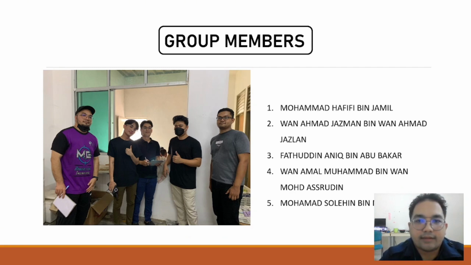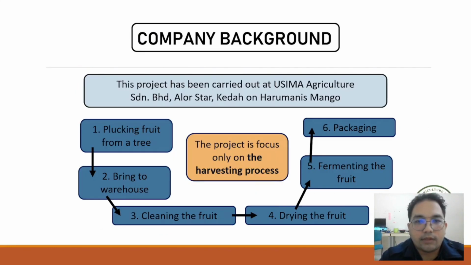I would like to present the Industrial Ergonomics Sulam Project, Semester 2, 2022 and 2023. My group members, from the left: my name is Muhammad Hafifi bin Jamal, followed by Wan Ahmad Jazman bin Ahmad Jazlat, then Fatuddin Anik bin Abu Bakar, then Wan Ahmad Muhammad and Wan Muhammad Asruddin, and lastly Muhammad Solehin bin Muhammad Rashid. This project has been carried out at Usima Agriculture Sdn Bhd, Alor Setar, Kedah, on Harum Manis Mango. This project is focused only on the harvesting process.